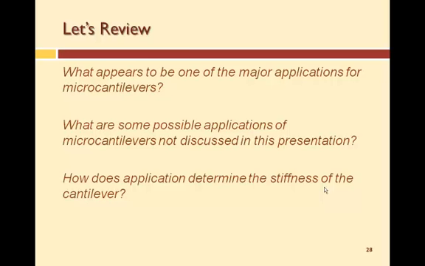All right, so lots of applications. Right? One of the main applications is what? What do you think? Sensors. Yeah, that's a big one. Another application. Switches. Okay, good.